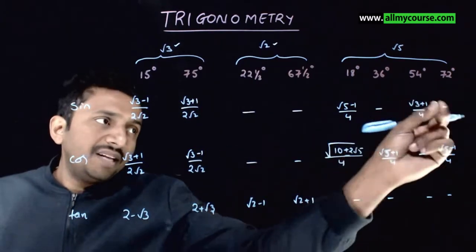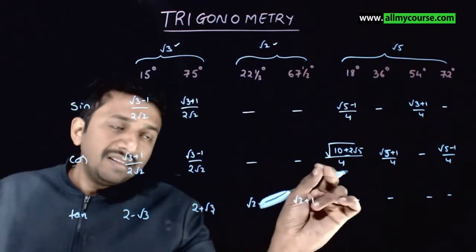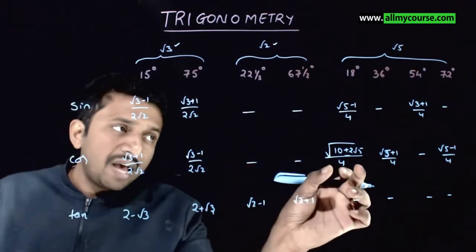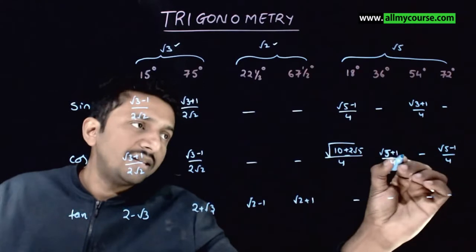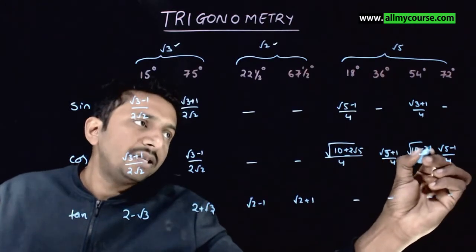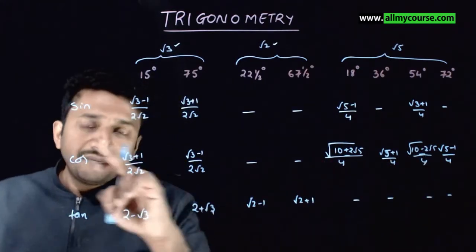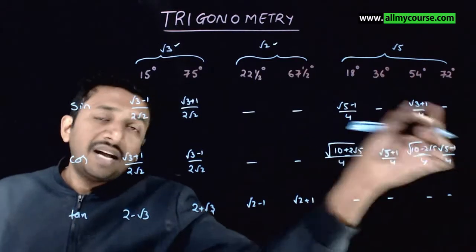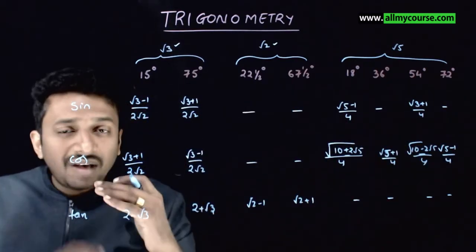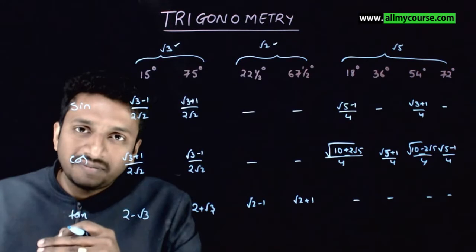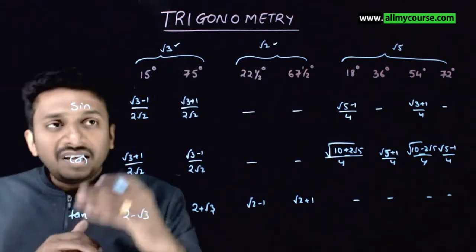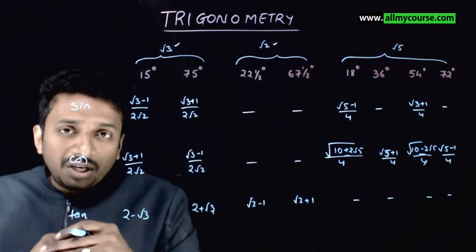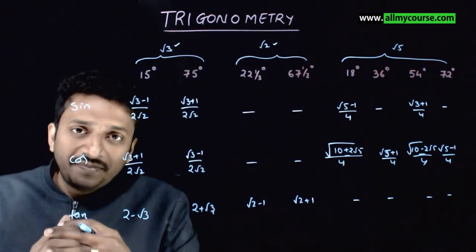Similarly, you have the numbers here. So if I want to fill, for cos, initially you have pluses and afterwards you have minuses. That is root of 10 minus 2 root 5 by 4 here. For sine, initially you have minus and next you have plus, because the value of sine increases as the angle increases. So in this way, you can remember all the trigonometric ratios corresponding to standard angles.